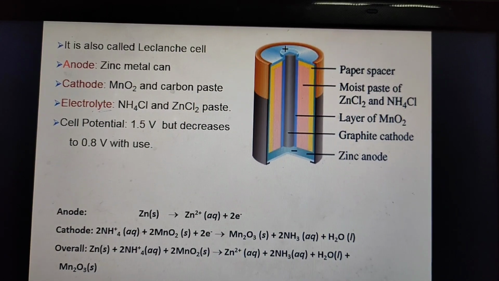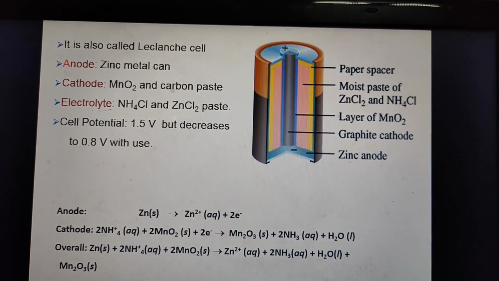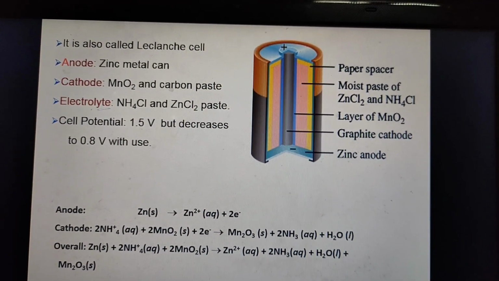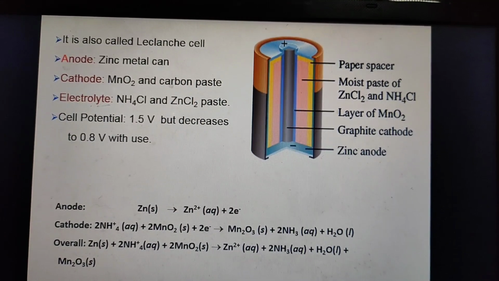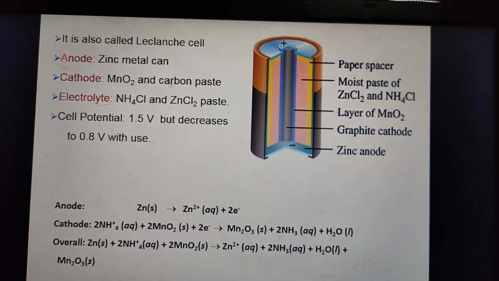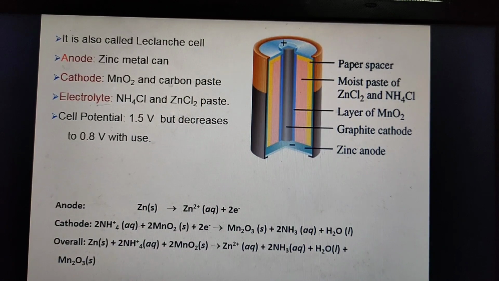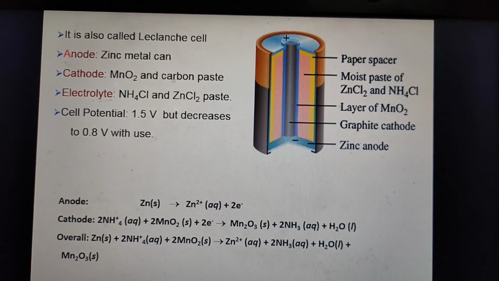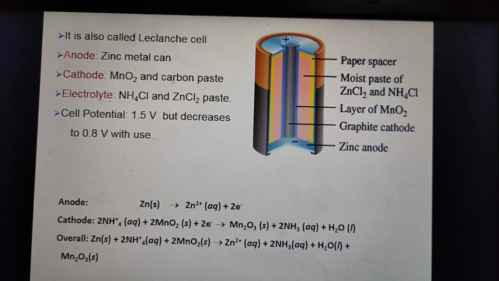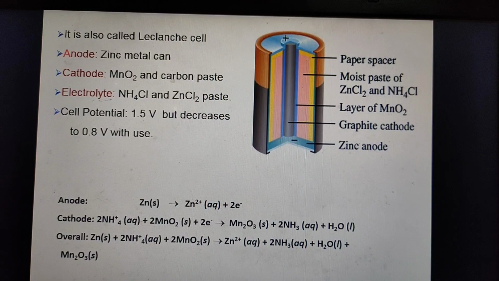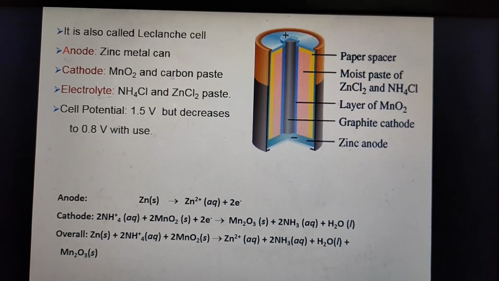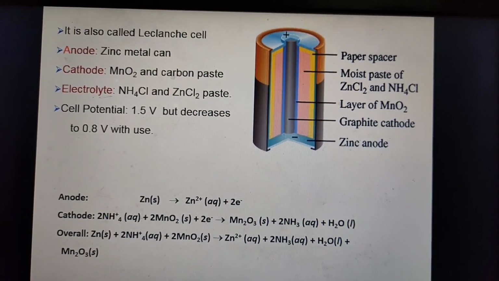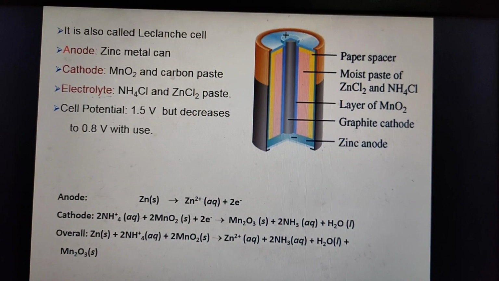Now what is the anode reaction? The anode reaction is zinc being oxidized to zinc 2+ ion. So zinc is oxidized to zinc 2+. At the anode, oxidation always takes place. Now the cathode. What is happening at the cathode? Reduction. 2 NH4+ aqueous plus 2 MnO2 solid plus 2 electrons. Addition of electrons, that is reduction, gives Mn2O3 solid plus 2 NH3 plus H2.